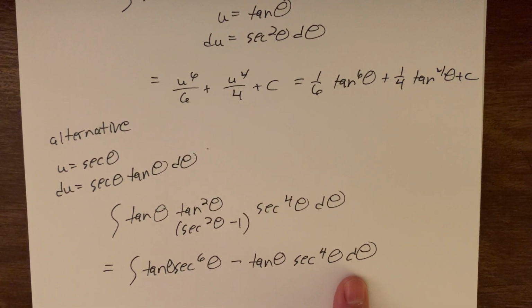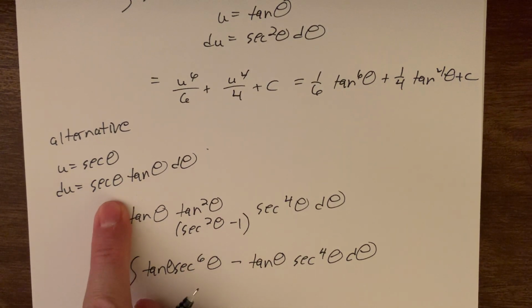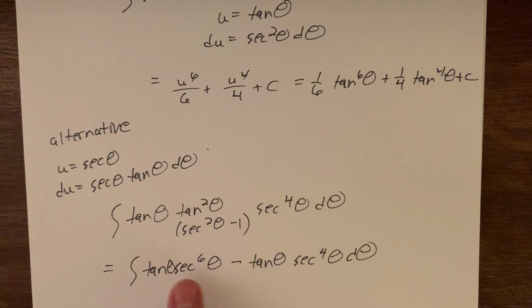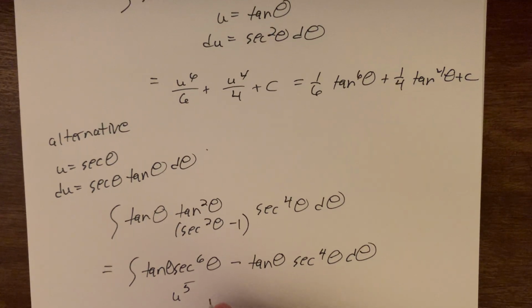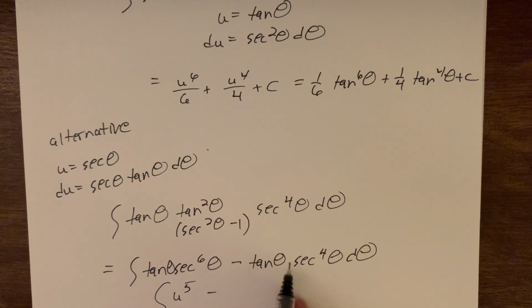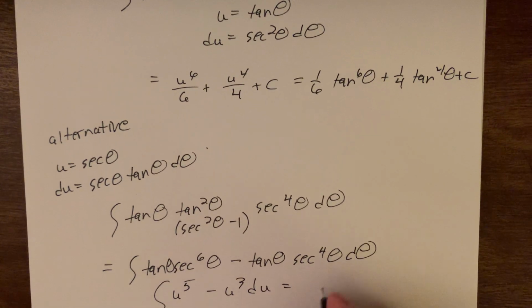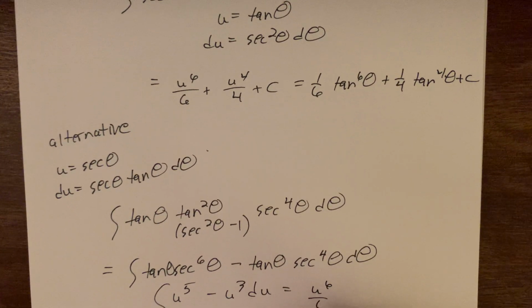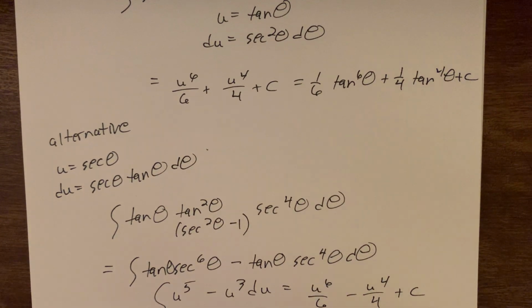This is still not quite as obvious because a lot of people will still say, okay, but wait a second, now you're missing the secant. Take one secant from each of these. Kick a secant next to the tangent, and then you have secant to the fifth, and this will become u to the fifth, minus. Kick a secant here, your tangent secant will now cancel. Secant cubed becomes u cubed. And now we back sub.